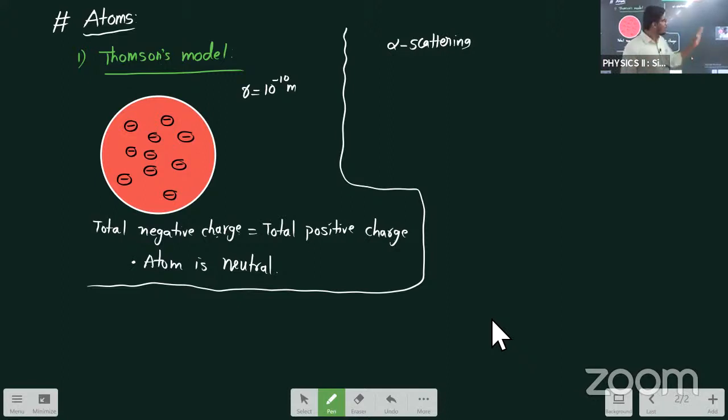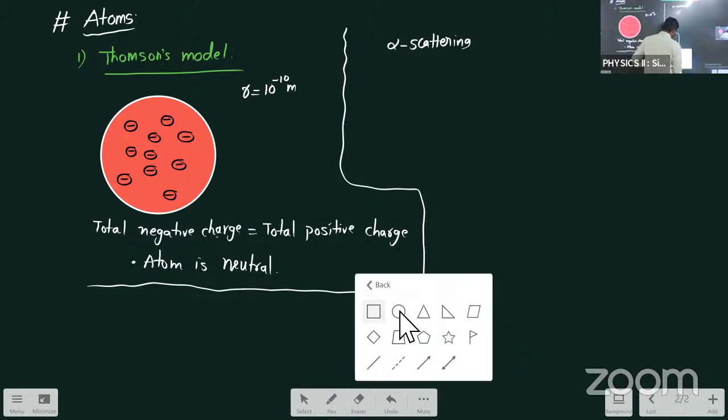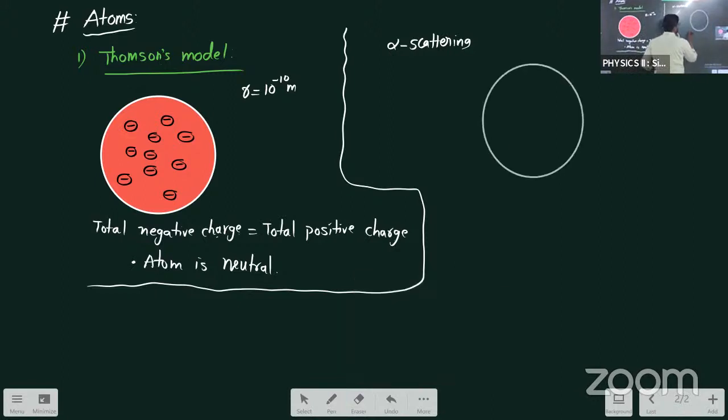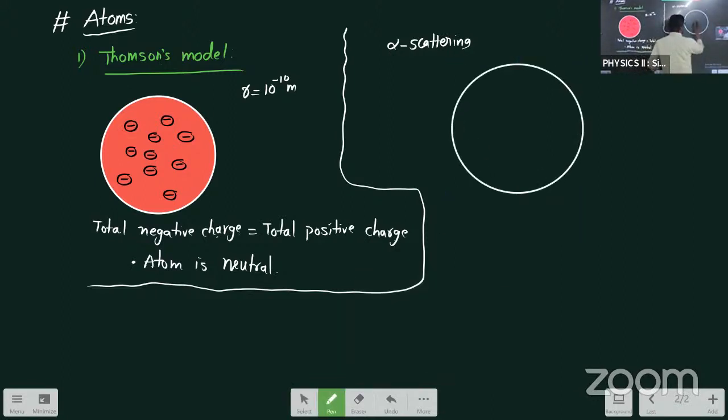So Rutherford said that this entire region is not positively charged. He said that only a small region inside the atom holds the entire positive charge, and he called that region the nucleus. A large amount of space in the atom is empty. I hope you understood the defect of Thomson's model.